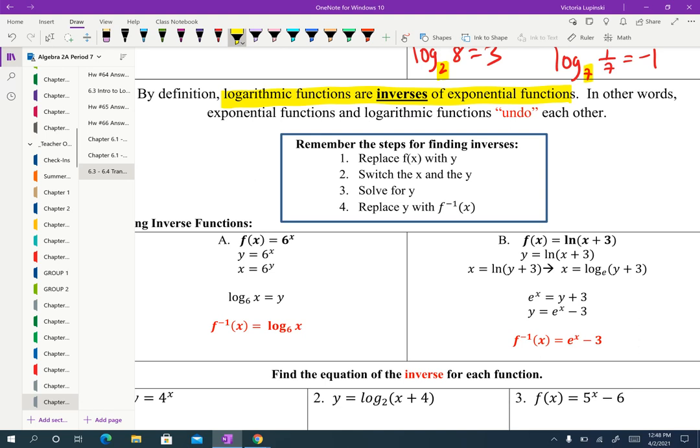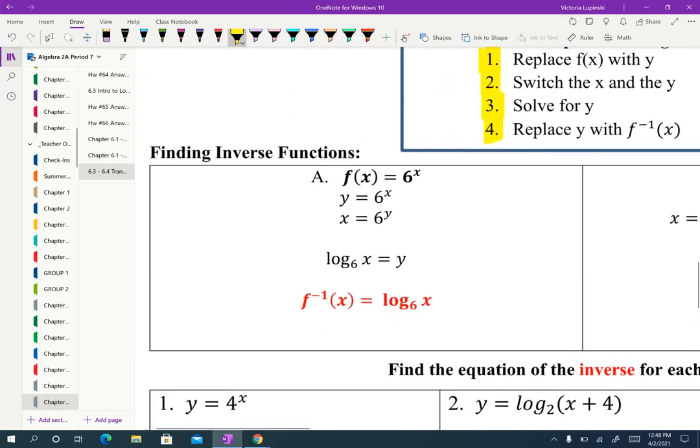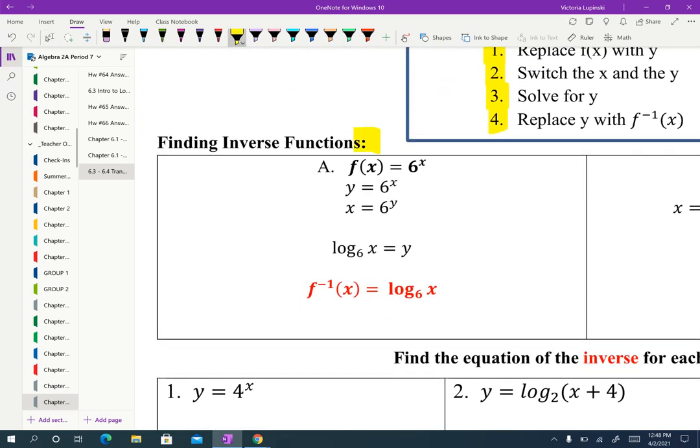So step 1, if there's an f of x, you're going to change it to a y equals. Then you're going to switch the x and y. You're going to then resolve for y equals. And then you're going to just replace it with inverse notation. So here are 2 quick examples done for you, and then we'll do a bunch together. So here is what you would do if you were trying to find the inverse.